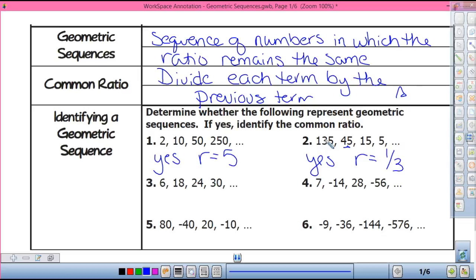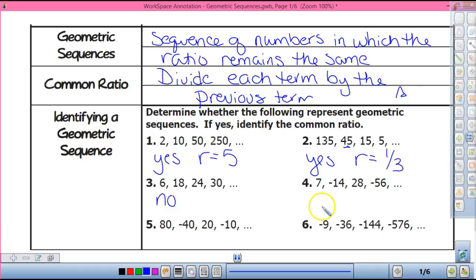Alright, how about number 3? What kind of a sequence is number 3? It's arithmetic, because what are they doing? They're adding 6 every time. Right? No, that's not right. 6 plus 6 is 9 plus 8. Oh. Are they adding 12? What are they doing? They're adding 12, and then adding 6, and then adding 6? Whatever.